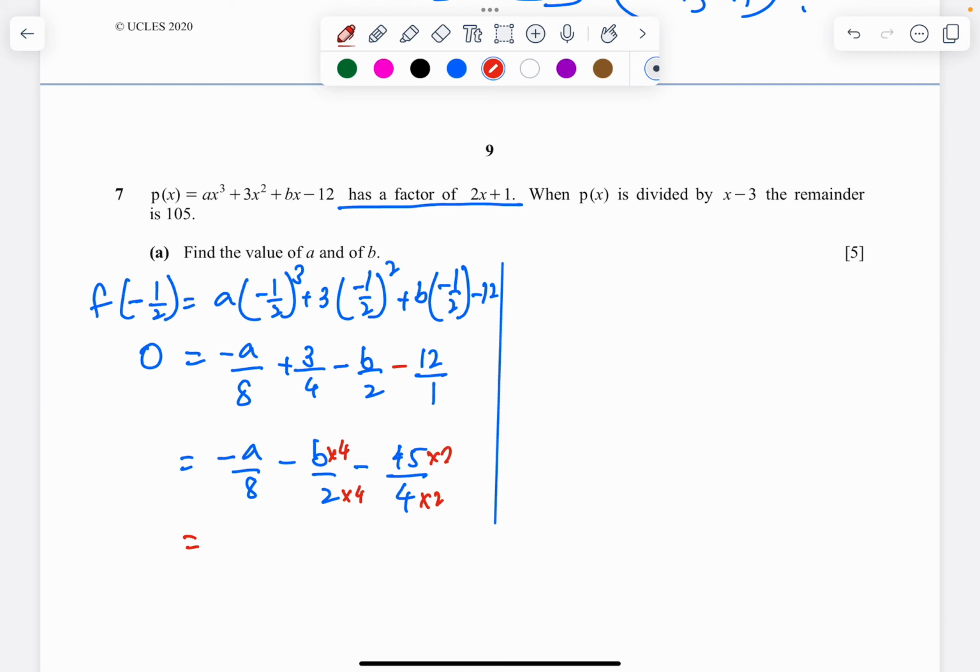Yeah, so everything is over 8, you can see. So negative 8a minus 4b minus 90. So I will write it as 2a plus 4b equal to negative 90. So this is the first equation we got.